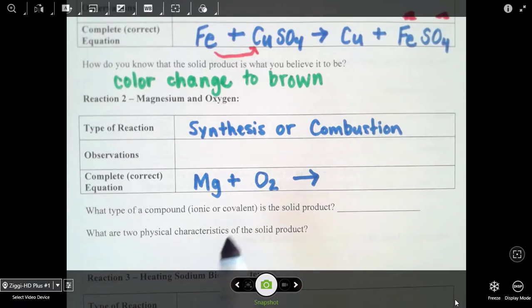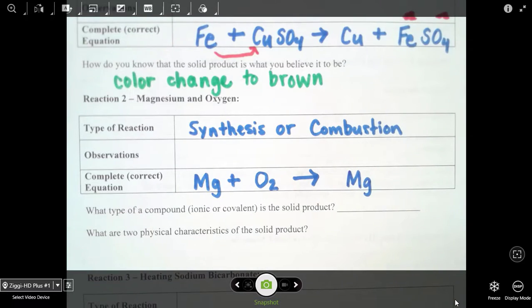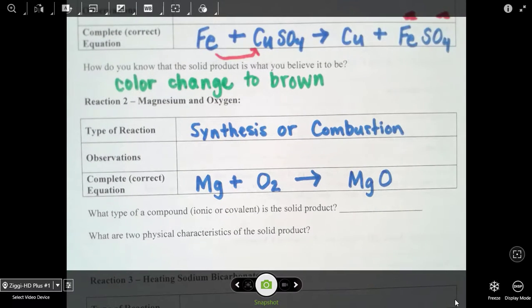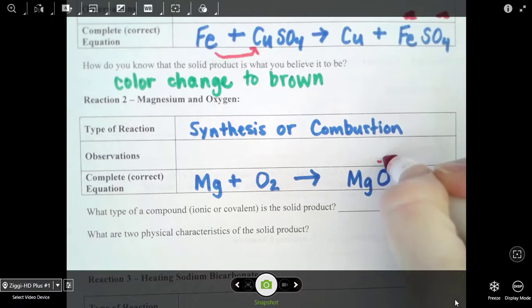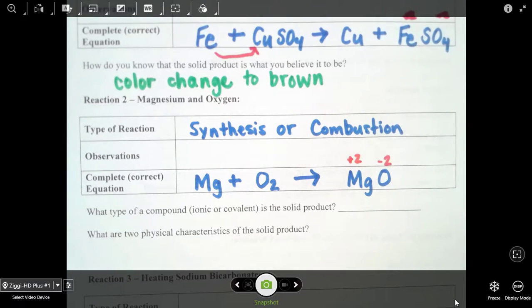If you have two elements that are being combined together, what are you going to make? A compound. So we need to make a compound. So we need Mg, and we need O, and now we need to check our charges. O is -2, Mg is plus 2. Do those balance? Yes. Scratch them out because you're done with them.